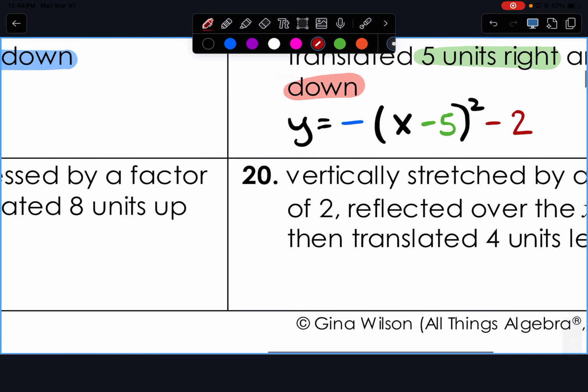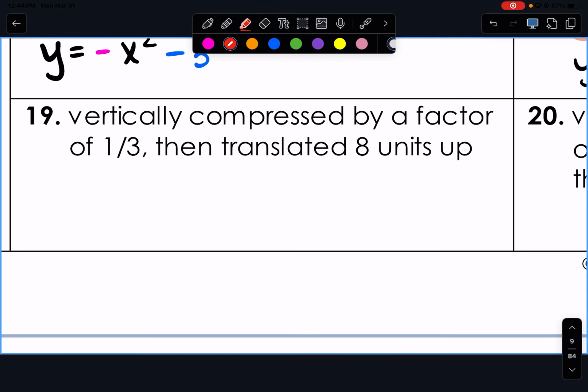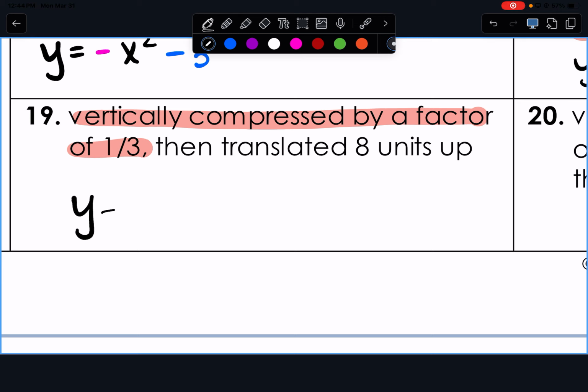For number 19. It is being vertically compressed by a factor of 1/3. So I have to put a 1/3 in the front. And then it gets translated 8 units up. So does that part need to be inside or outside? Outside. So we'll do x squared plus 8.